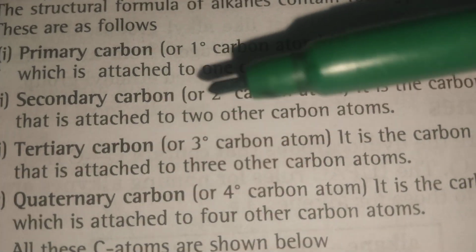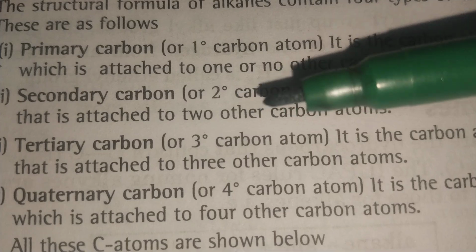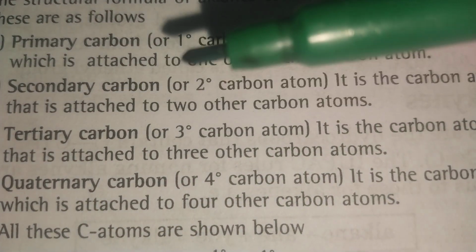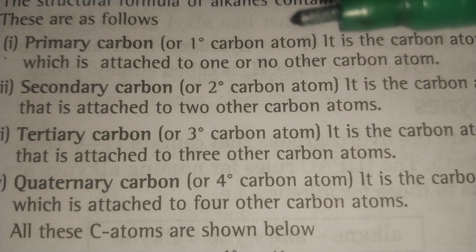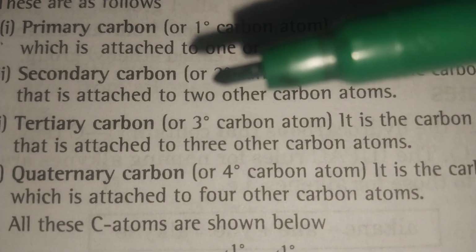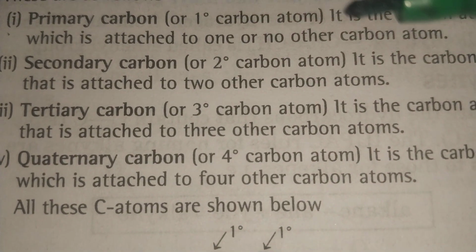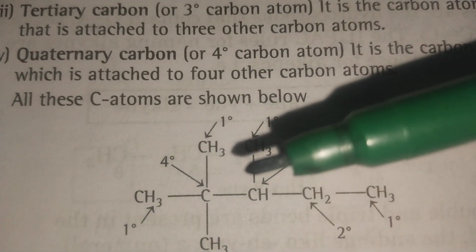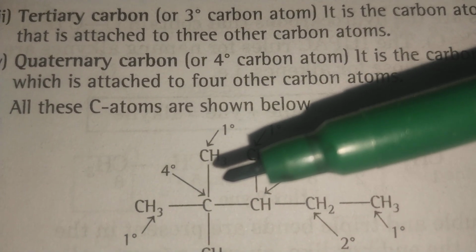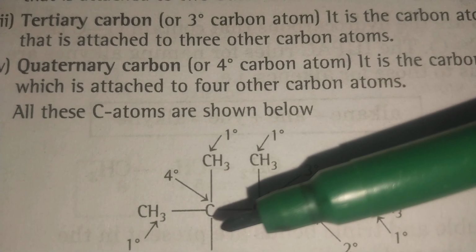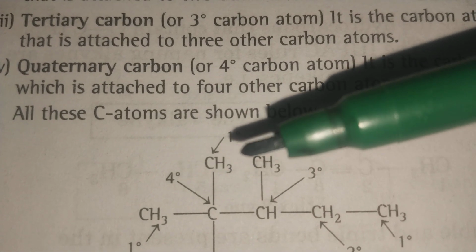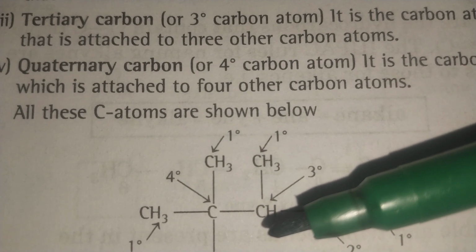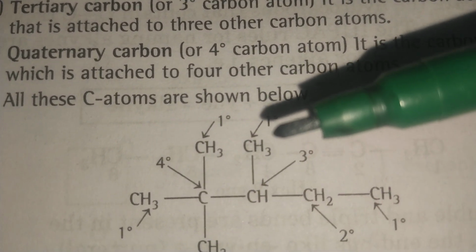What is a primary carbon, or you can say a 1 degree carbon atom? It is the carbon atom which is attached to one or no other carbon atom. You see, this is a carbon attached to only one, so you can say this is a primary. This also is attached to only one carbon atom, so that is also primary.